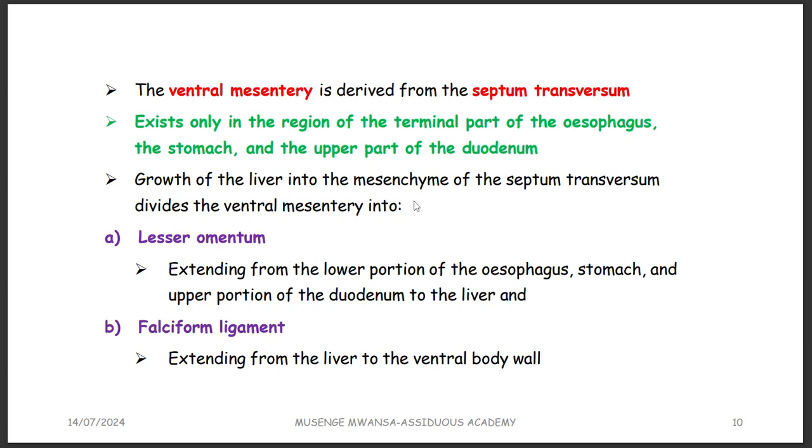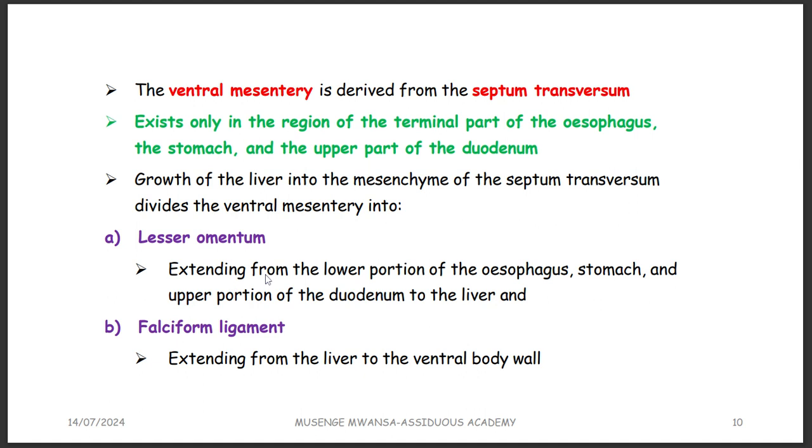Growth of the liver into the mesenchyme of the septum transversum divides the ventral mesentery. So the liver actually develops where? In the septum transversum or the ventromesentery, which develops into the ventromesentery. Okay, take note of that. The dorsal mesentery, that should be where the pancreas develops. So because of the developing liver, the ventromesentery, which is developing from the septum transversum, is going to be divided into the lesser omentum and the falciform ligament.